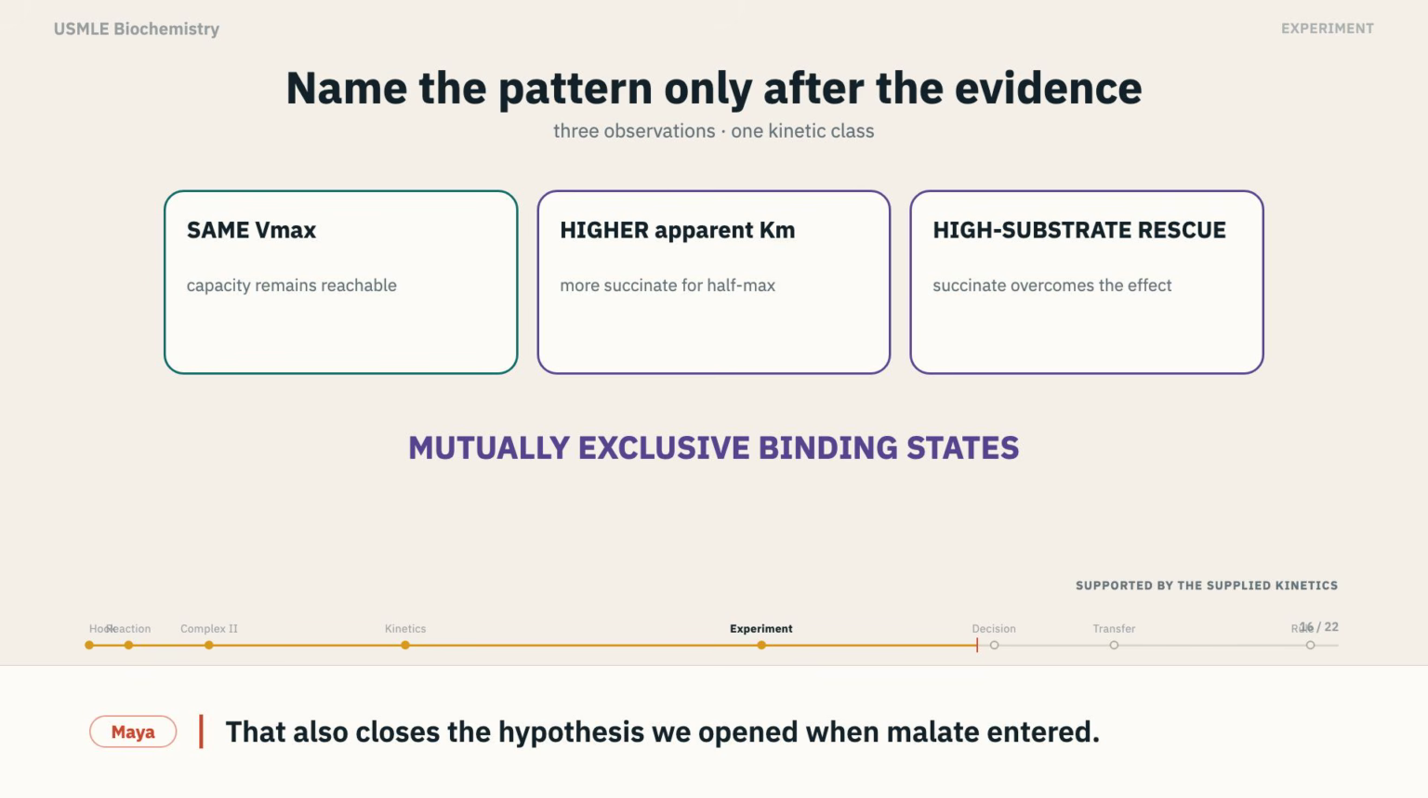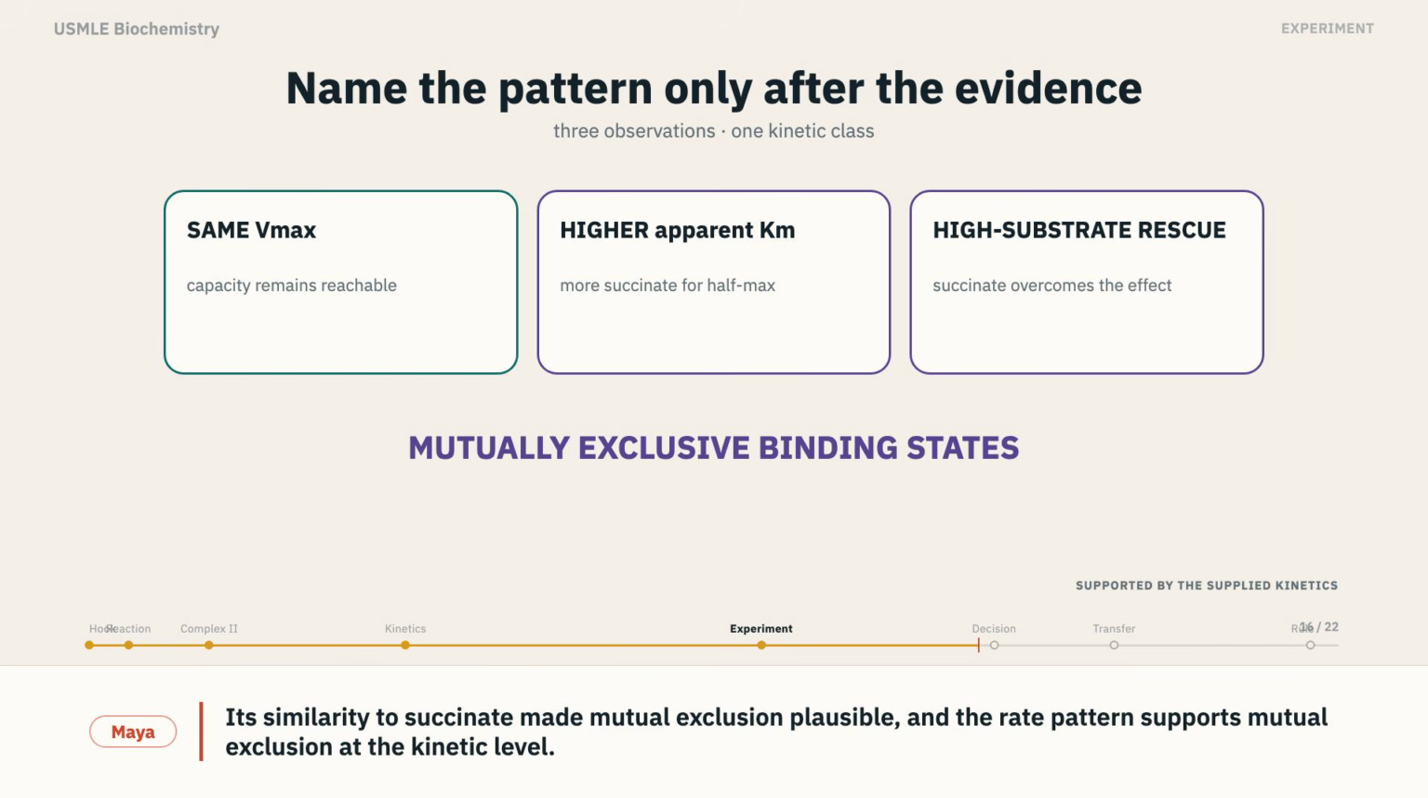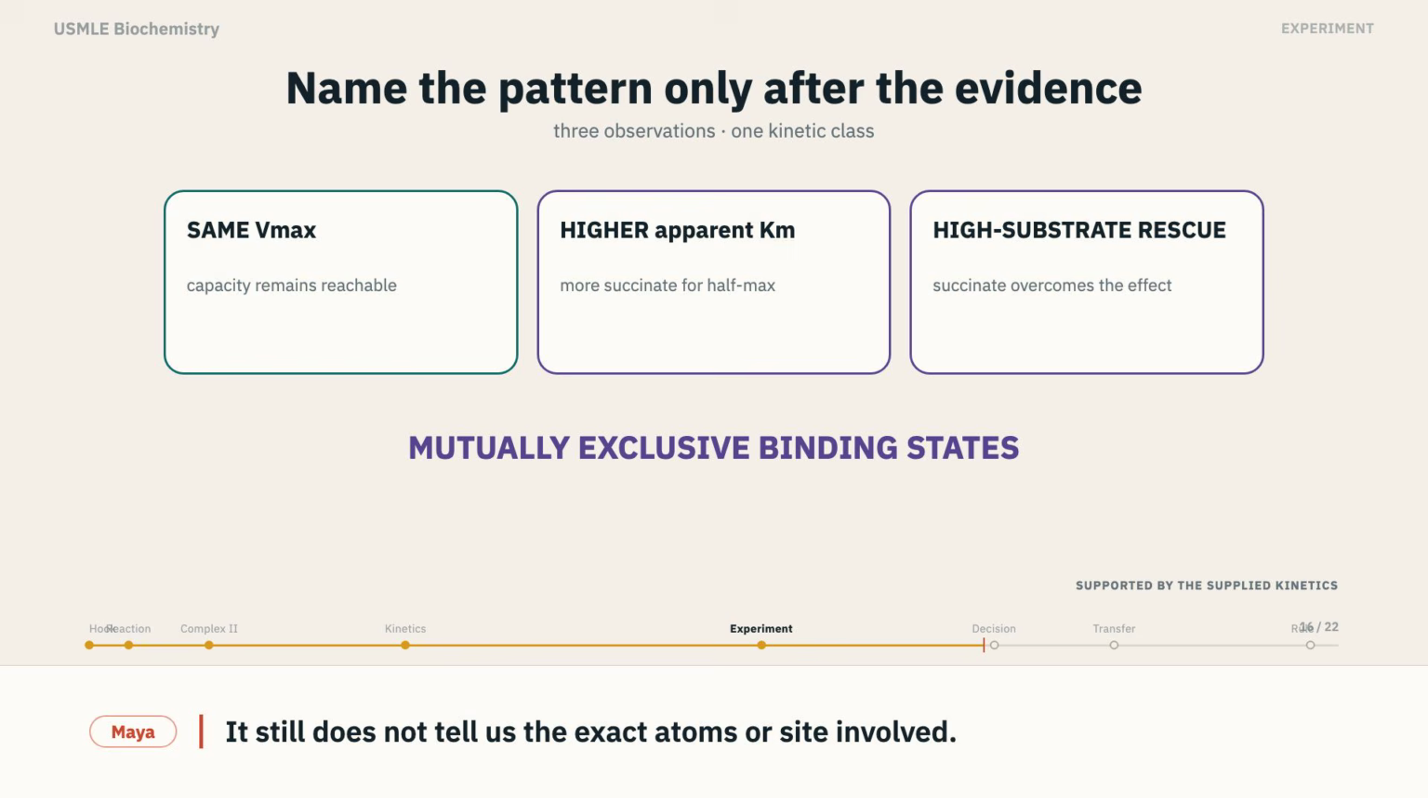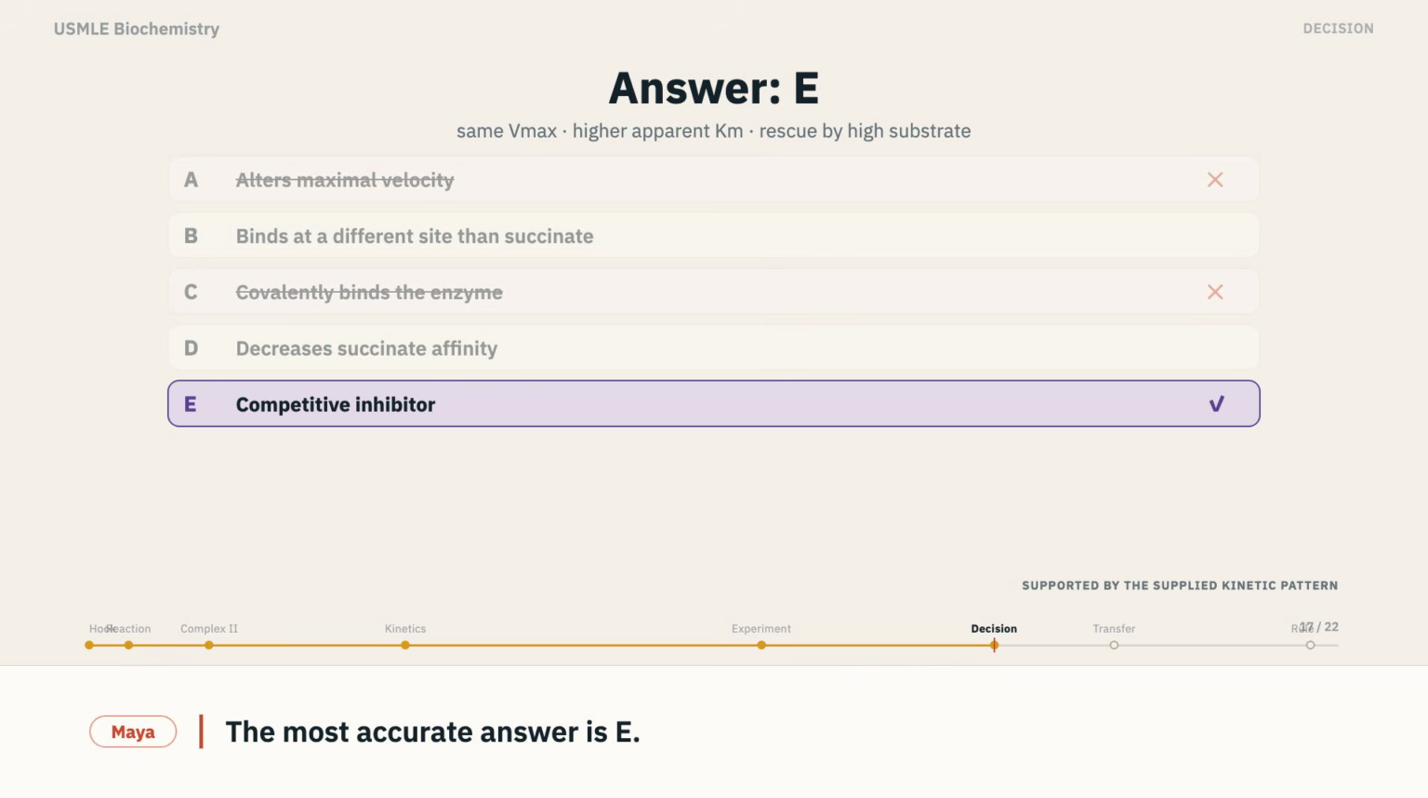That also closes the hypothesis we opened when malate entered. Its similarity to succinate made mutual exclusion plausible, and the rate pattern supports mutual exclusion at the kinetic level. It still does not tell us the exact atoms or site involved. Notice the reasoning move. We did not identify a familiar molecule and attach a label. We read capacity first, the half-max position second, and rescue behavior third. The most accurate answer is E. In this experiment, malate produces a competitive inhibition pattern. The three observations now have one kinetic name.